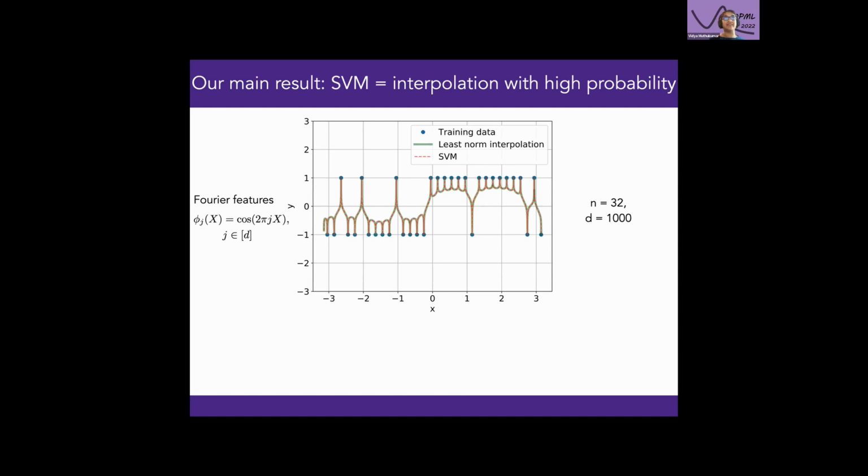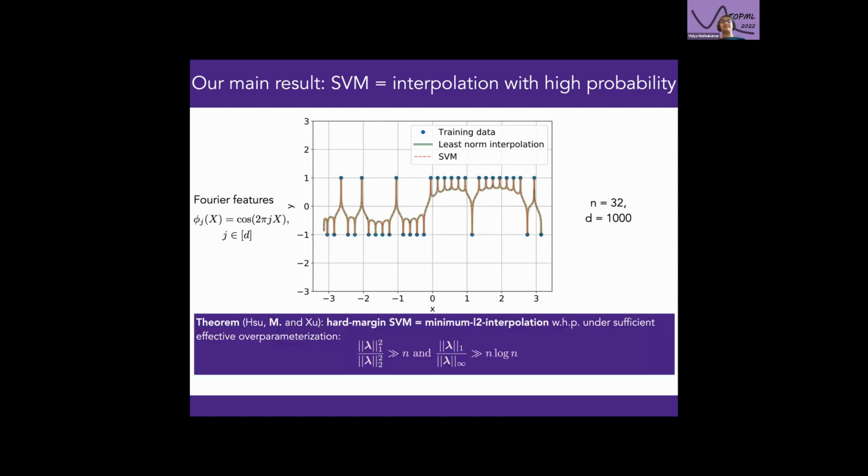In this figure, I'm considering 32 one-dimensional data points, and I'm doing linear regression with D Fourier features. The value of D here is on the order of 1,000. Note, you can verify that this will give an isotropic covariance matrix. The figure shows the function fit that arises as a result of least norm interpolation, the function fit in green, and the SVM, the function fit in red. And you can see the exact equivalence manifest over here. The functions literally are right on top of each other.